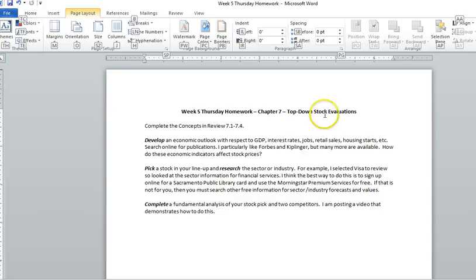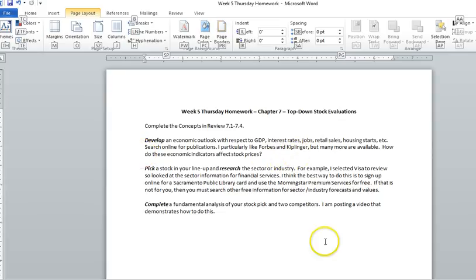So, just going through this briefly here, the first thing I want you to do is to develop an economic outlook. In other words, the biggest picture possible. What is going to happen in our economy in terms of growth, interest rates, unemployment and jobs, retail sales, housing, etc. And in order to get a good economic outlook picture, I want you to search for online publications. And I mentioned here that I particularly like Forbes and Kiplinger.